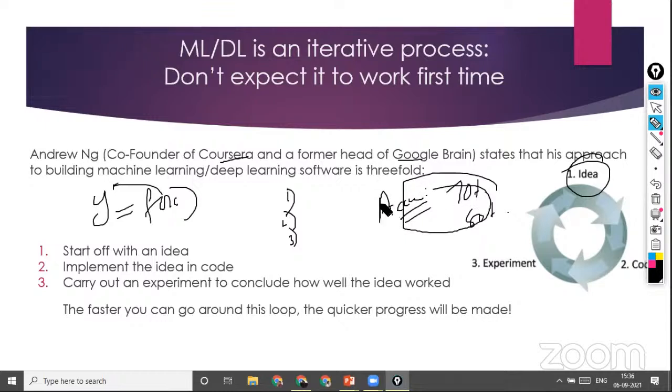Okay, so basically machine learning or deep learning is an iterative process. You don't expect it to work the first time. You have to make some tweaks and iterate over and over again, especially in deep learning problems. You may have to change the configurations a lot until you get the best results. So start off with an idea, implement it in code, then carry out the experiment and see how the idea worked. If you think there's a chance of improvement, make some modifications and iterate again and again until you get the best result. So that's the way to solve a problem.